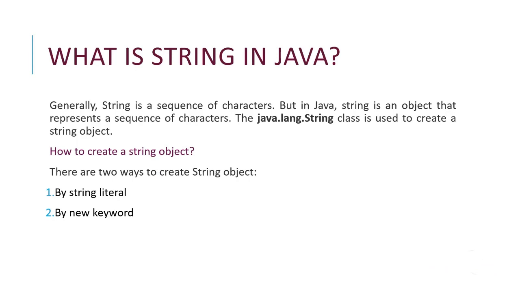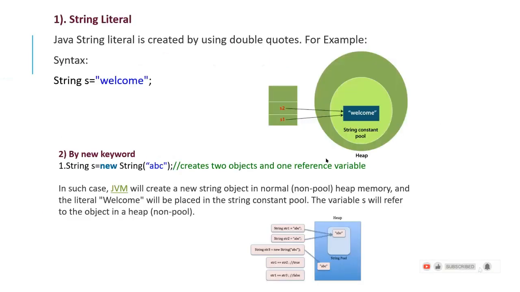There are two ways you can create a string object in Java. The first one is string literal, and the other one is using the new keyword, which is also called non-literal. Let's see what is a string literal. The string literal is created by using double quotes. So in general, we have the String class, an object name equal to the value of the string, and we enclose it with double quotes.